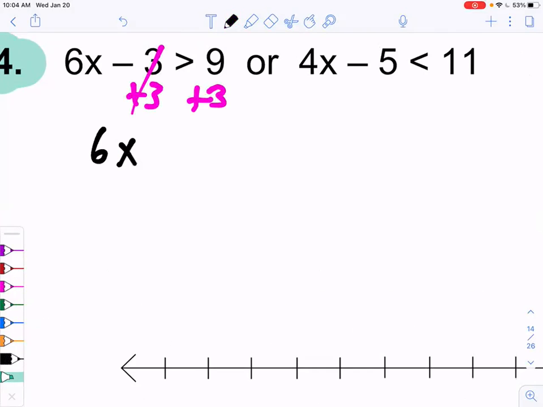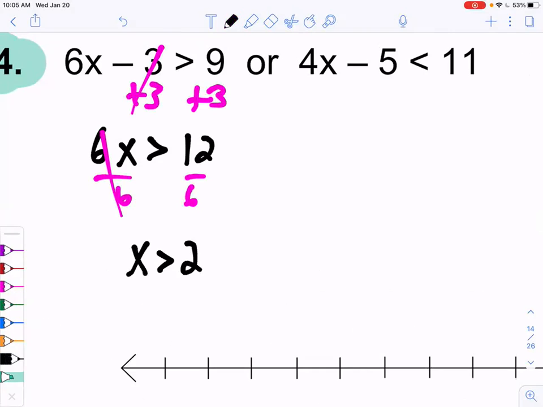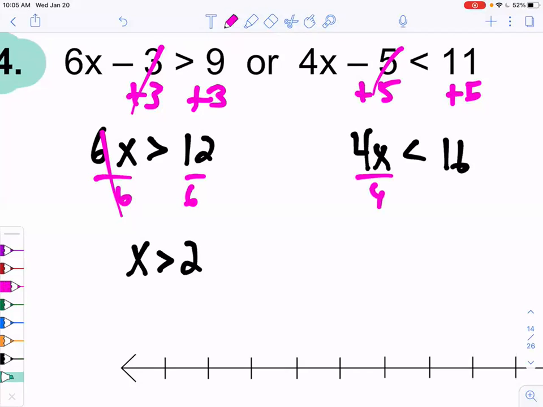Just quick review here. We get 6x is greater than 12. Divide by 6. And we get x is greater than 2. On the other inequality, you add 5. You can just go through these quickly. 4x is less than 16. Divide by 4. And you get x is less than 4.